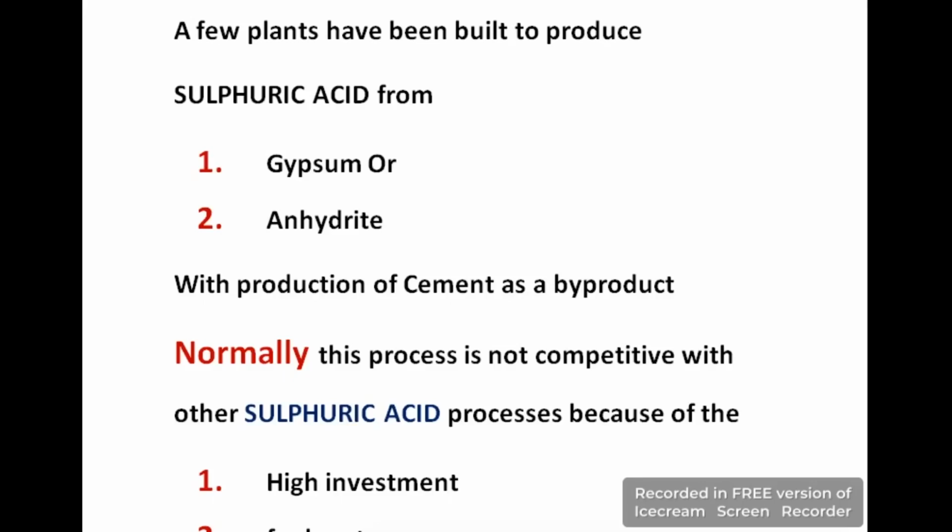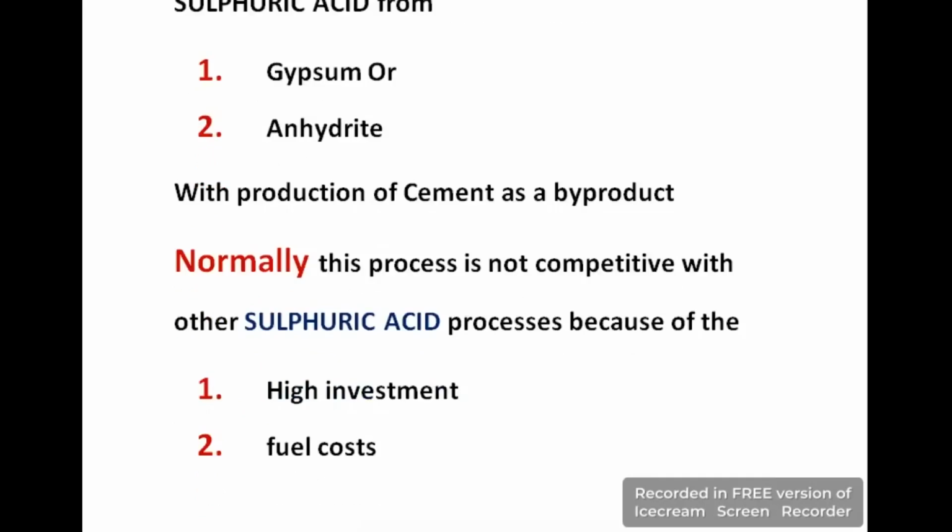This type of sulfuric acid production takes place in cement industries, so it's a byproduct of the cement industry. Only a few cement plants produce sulfuric acid by using gypsum as a raw material. Normally this production process is not comparable to other sulfuric acid production processes, for two reasons. The first one is high investment and the second one is high fuel cost. So it is limited in the world.